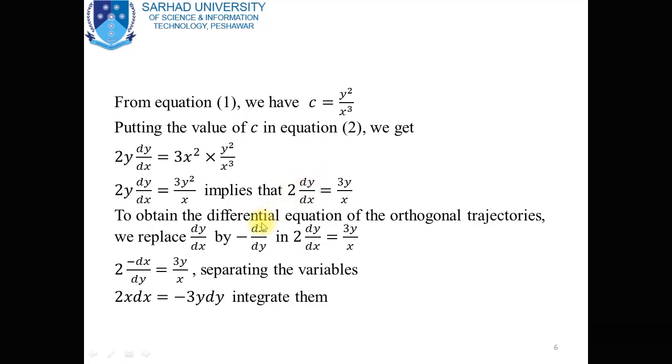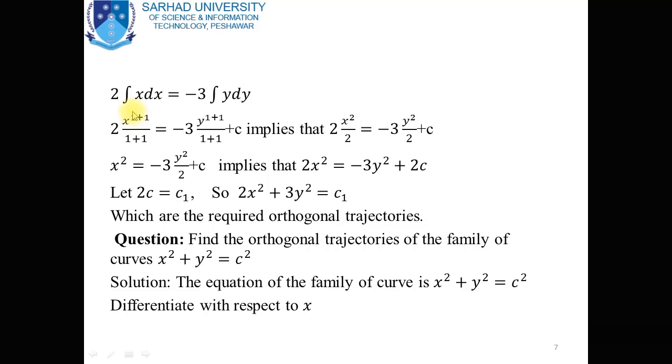So replace dy by dx with minus dx by dy. We obtain 2 times minus dx by dy is equal to 3y divided by x. So by separation of variables, now we can solve this differential equation. By cross multiplication, we obtain 2x dx minus 3y dy. Hence, since separation of variables is possible, taking integration, we can solve this differential equation.